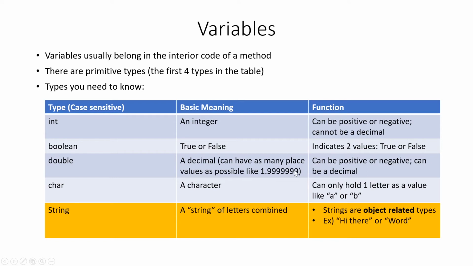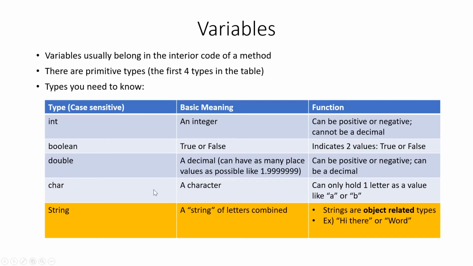You could have as many place values as possible, like 1.99999. However, it cannot be just an integer. It must have a decimal point. If you're going to use a decimal point and you have no numbers after the decimal point, then just put 1.0 in order for the double variable to actually be valid. You cannot put 1 point or 1 plainly in a double variable. You must put 1.0 if you don't want any numbers after the decimal point, or just put some numbers after the decimal point.